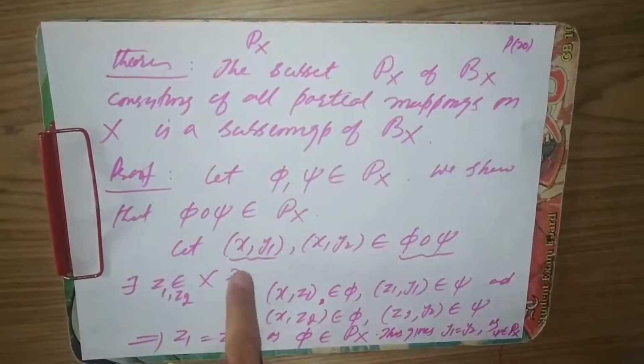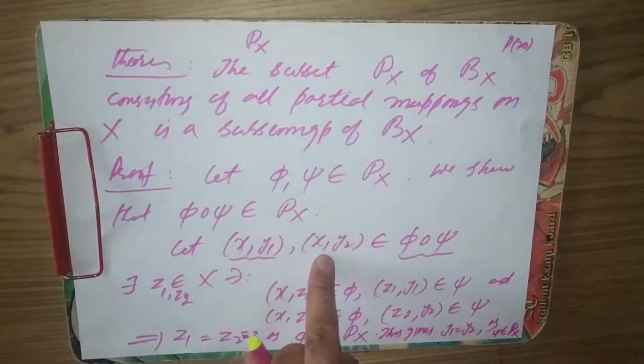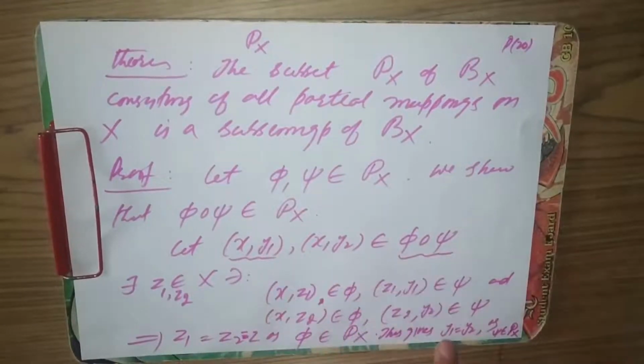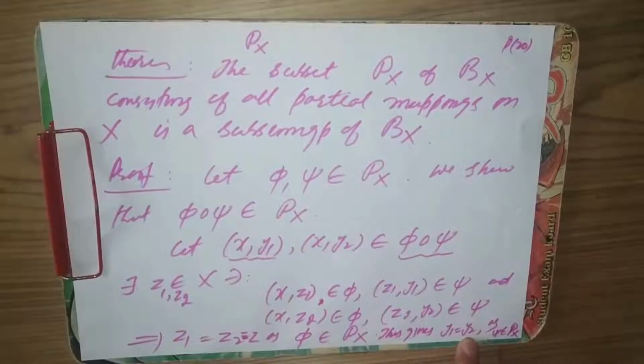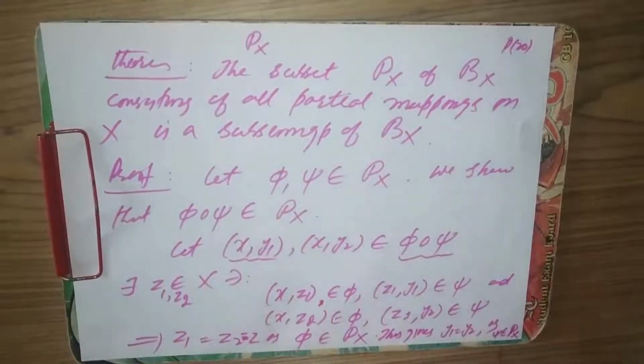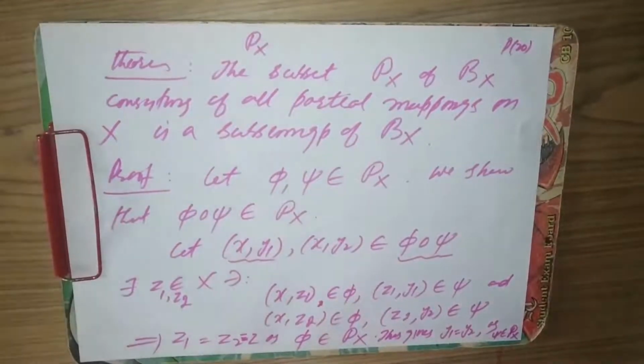So therefore, whenever (x, y1) and (x, y2) belong to phi composition psi, then y1 is equal to y2. So that means phi composition psi is a partial map.